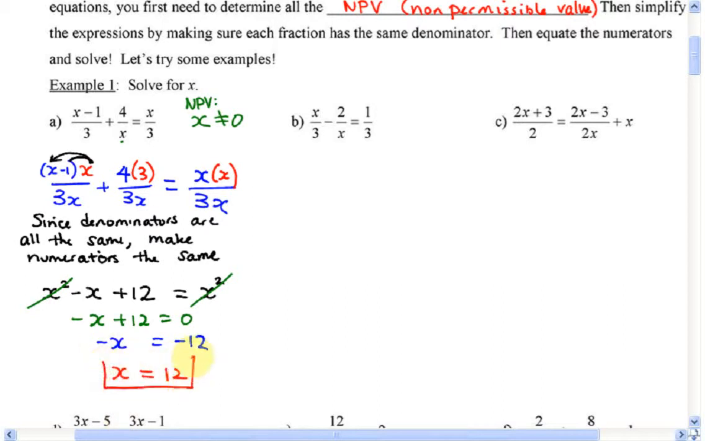I get x equals positive 12. Okay. Double check. Make sure that x is not an NPV, because you can't have a solution that's equal to the non-permissible value. And it's not. So it looks okay. We're done.